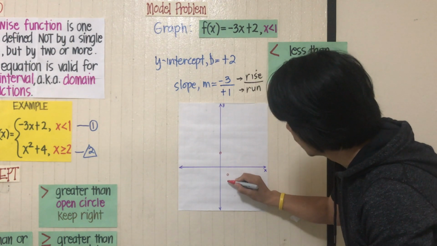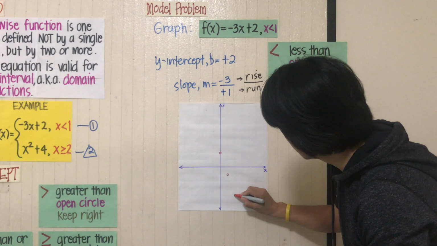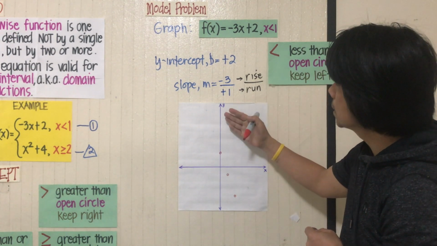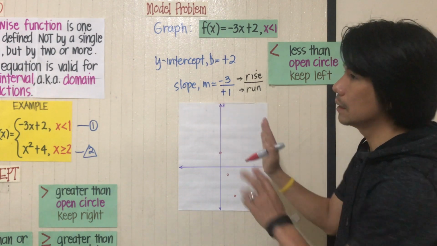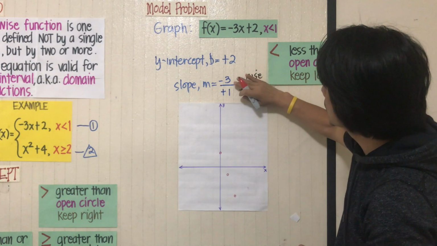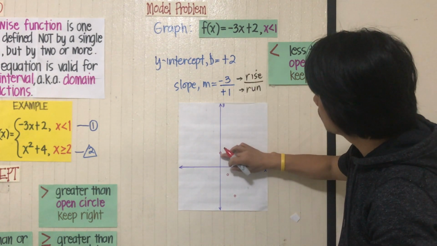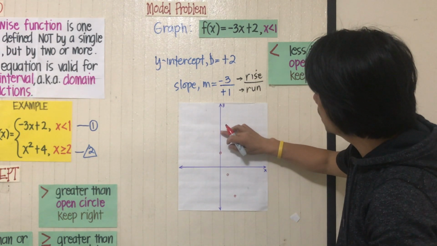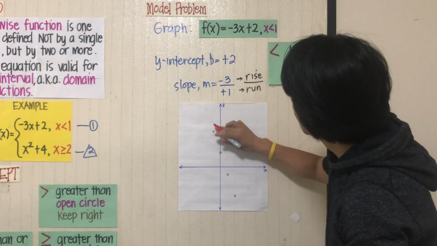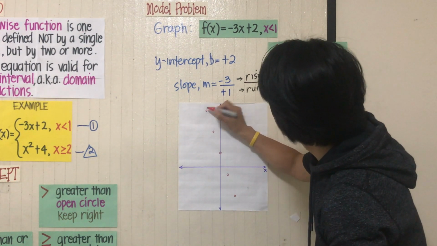Repeat the process. Negative 3: 1, 2, 3 down, and then 1 to the right. And of course, if you want points on the upper part of the grid, you need to reverse the sign. So instead of going down 3, you go up 3 from the y-intercept, 1, 2, 3, and 1 to the left. Again, an open circle, going up 1, 2, 3, 1 to the left.